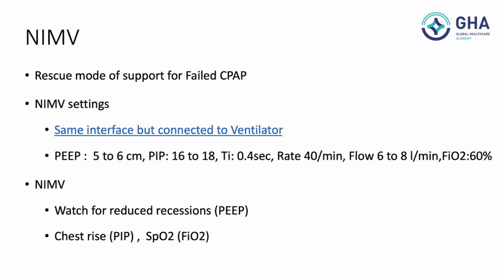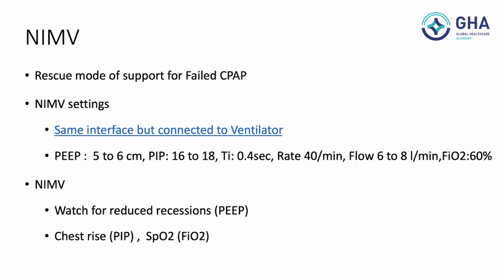So this baby was given a CPAP of 5 to 6, PIP of 16 to 18, TI of 0.4, rate of 40, and flow of 6 to 8 liters per minute. And the baby was watched for a decreasing Silverman score, chest rise, and saturation maintenance. Now one can think of why this baby has failed CPAP. What could have helped in preventing CPAP failure?